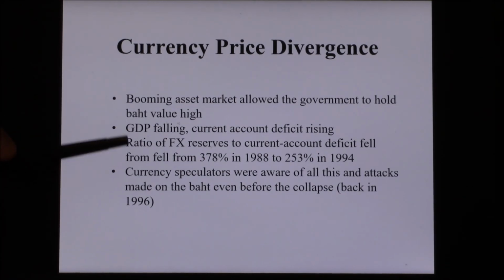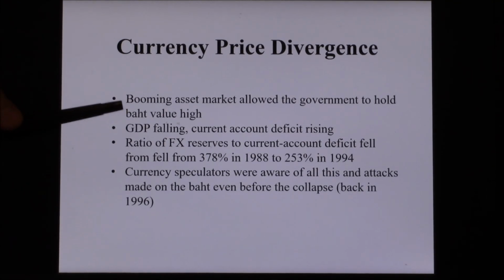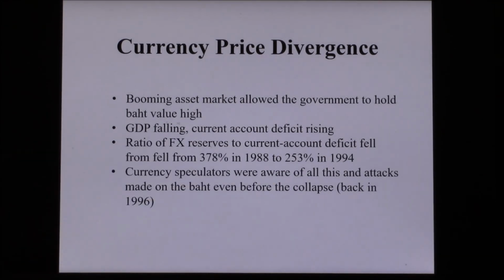All right. Now, while the booming asset market was there, it helped the government keep the price up. And in fact, until this collapse, they were able to hold it up. But this was recognized even before the actual collapse itself. So the currency price is unstable. The level at which the currency is being held is unstable.